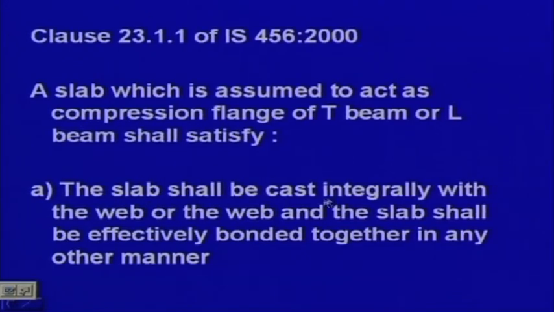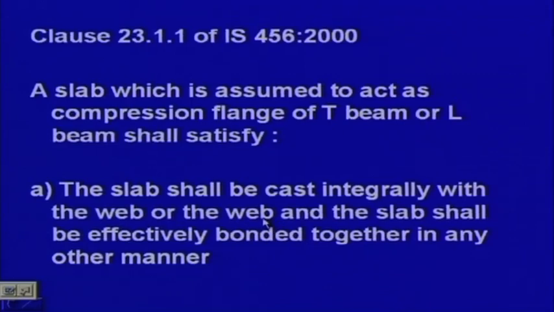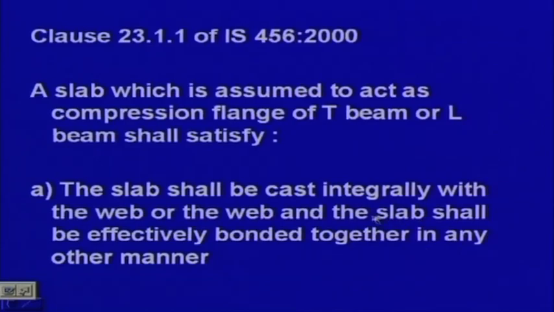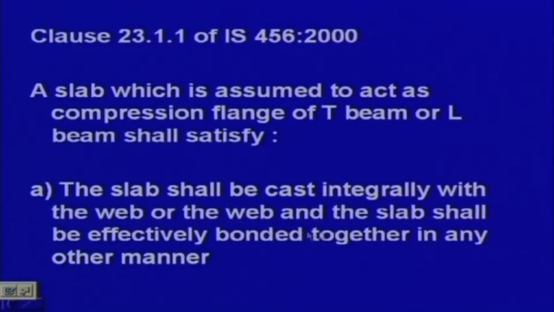The slab shall be cast integrally with the web, or the web and the slab shall be effectively bonded together in any other manner. Either it is cast at the same time, or beam and slab are integrated, maybe due to reinforcement or some other means, so that you get the same deformation for web and slab.